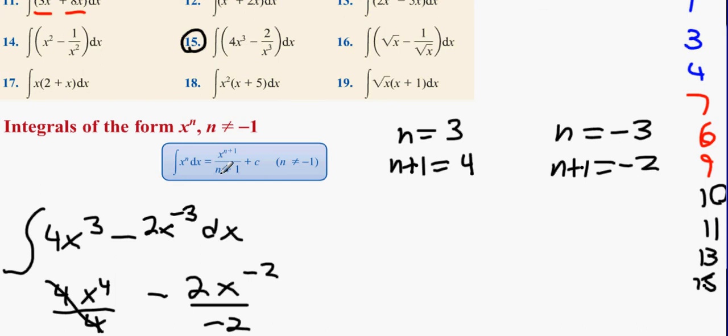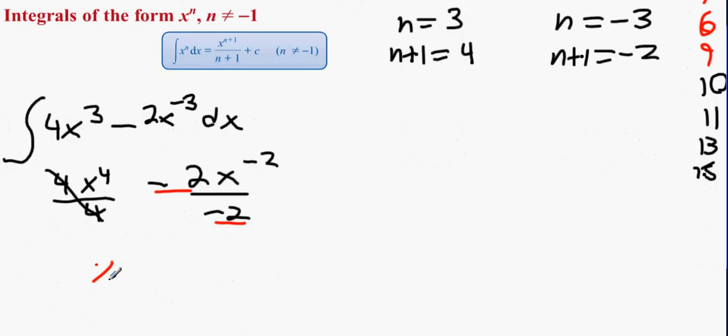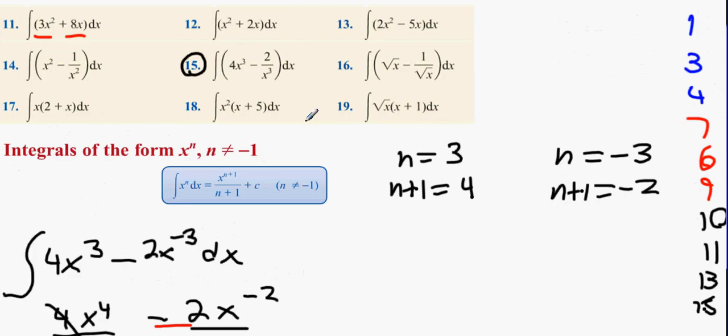all divided by n plus 1, which is minus 2. Now we can see here that we have a minus 2 divided by a minus 2, which cancels. So we're going to get x to the 4 plus minus x plus x to the minus 2. And remember the c value at the end. Okay, so that's question 15 successfully done. Now we're going to go on to question 16.